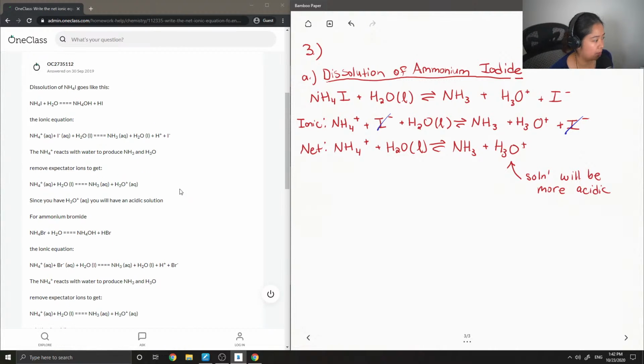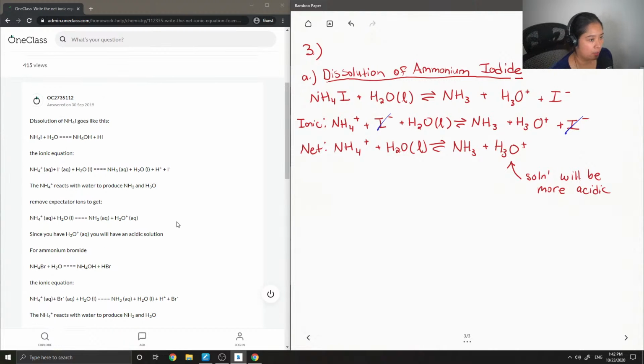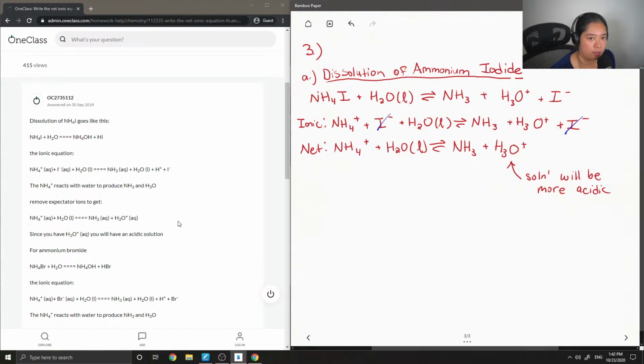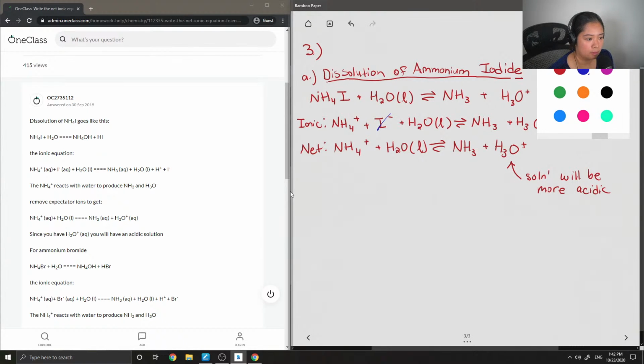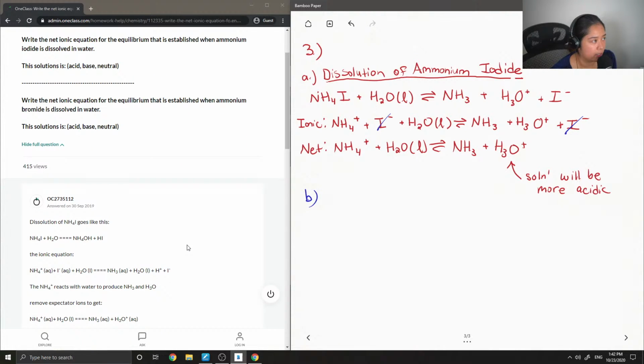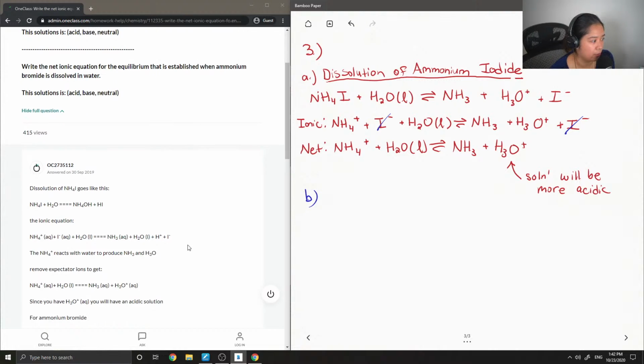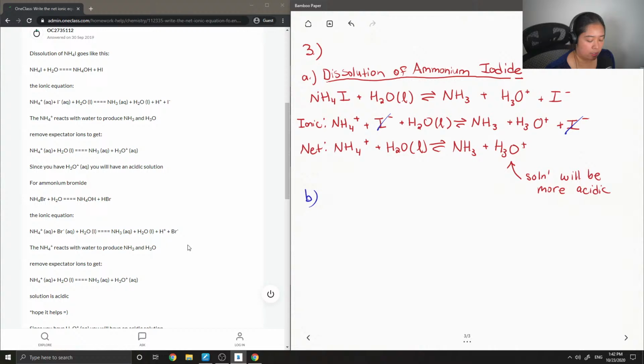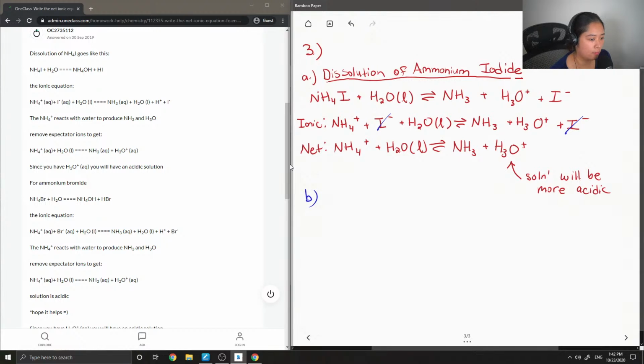Okay, and you do something similar with the ammonium bromide, so I'll do part B as well. Part B says to write the net ionic equation for the equilibrium that is established when ammonium bromide is dissolved in water. So something similar takes place. We have ammonium bromide plus H2O.